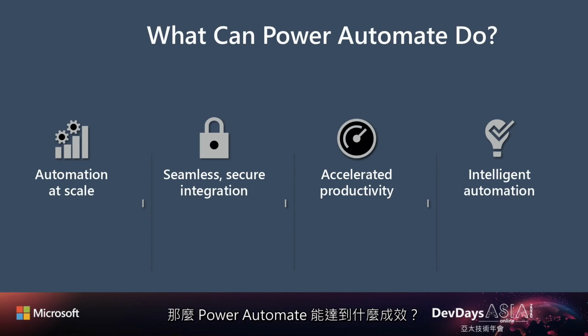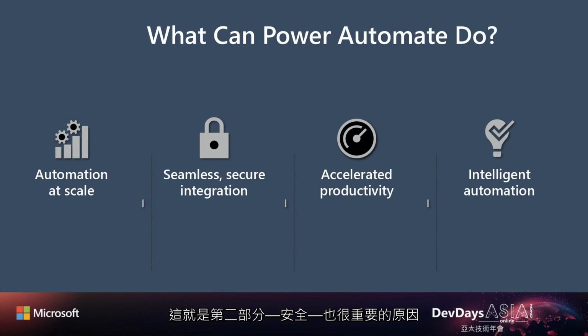So what can Power Automate do? First, Power Automate offers automation at scale, allowing everybody in your organization to automate workflows using their favorite on-premises and cloud-based apps and services. Automation has a lot of benefit for the organization, but it also has some risks. That's why the second part is also important.